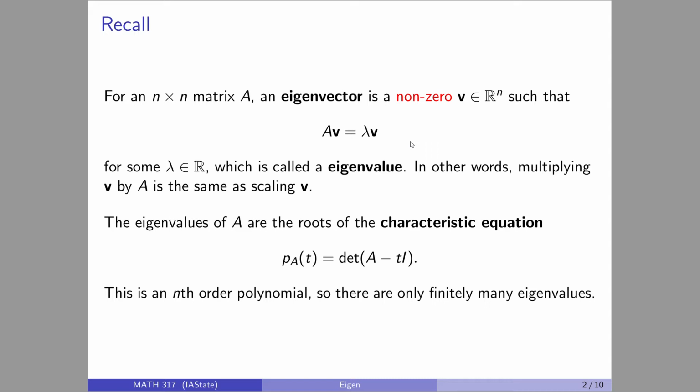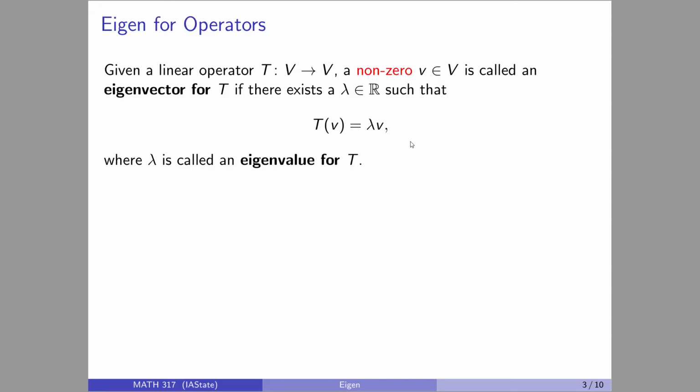Okay, good stuff. All right, so that being said, we can define these things for operators, and the definition shouldn't be too surprising. Given a linear operator, so again, linear operator means a linear mapping on a vector space to itself, so its domain and codomain is the same vector space. A non-zero vector v is called an eigenvector for the linear operator T if there is a scalar lambda so that T of v is equal to lambda v, where lambda is called an eigenvalue.